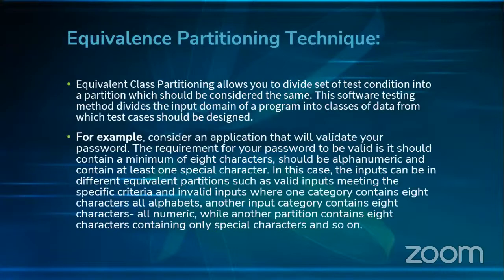Let's take the first one, equivalent partitioning. We want to partition things into different places so that we can test each subset and know that, yes, we have fully tested everything. So equivalent class partitioning allows you to divide a set of test conditions into partitions which should be considered the same. This software testing method divides the input domain of the program into classes of data.